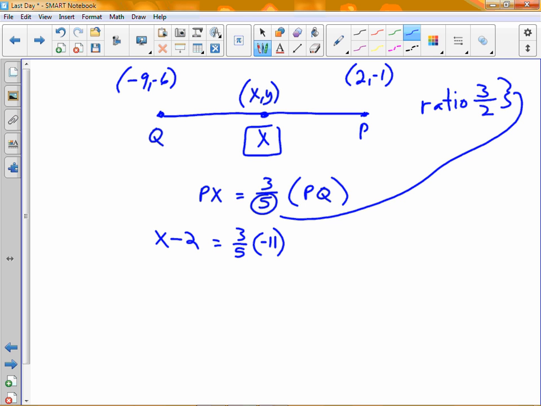Over here, to find my Y value, watch what I do. If I said X minus 2, then I say Y plus 1 equals 3/5 of the length of the whole thing. So if the length of this whole thing was -9 minus 2, which is -11, what's -6 minus -1?